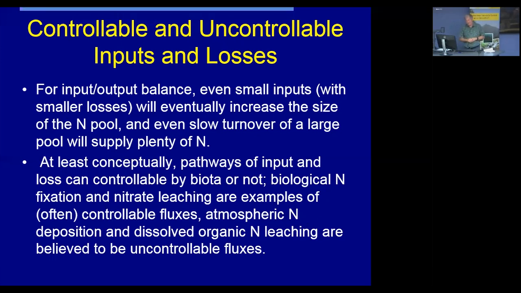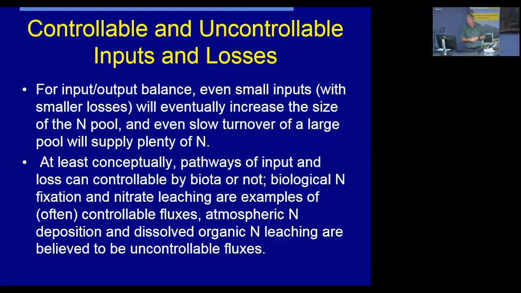Similarly, if we look at losses, we think of nitrate leaching as being something that the organisms can constrain. If organisms are limited by nitrogen, they'll get nitrate out of the soil solution and retain most of it in ecosystems. Maybe there'll be times of the year it'll be lost when they're not constrained, but if they're active, they'll be able to constrain nitrate losses.